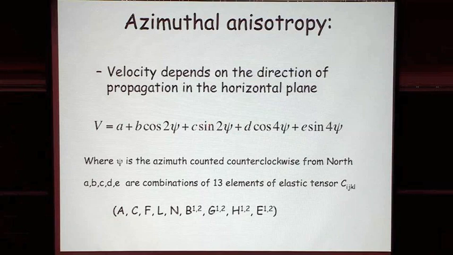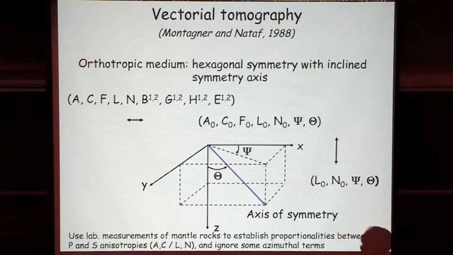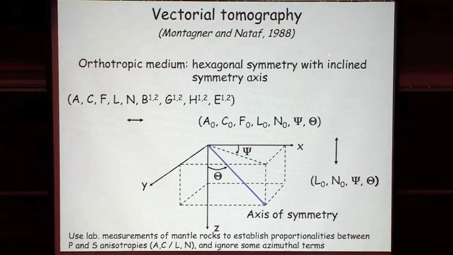And in general, this is still too much. So you want to simplify. What Montagner and Nataf proposed in the late 1980s is the concept of vectorial tomography, is that we can assume in the upper mantle that the medium is orthotropic. It has a hexagonal symmetry with an inclined symmetry axis. It's a simplification, but to first order maybe a manageable one.